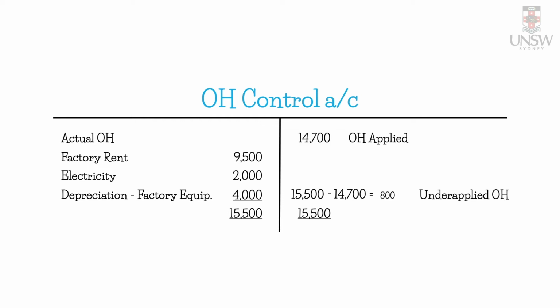The difference is $800, and that's going to appear in the credit side, because we need to top up essentially that account to balance out the debits to be equal to credits. So we put in $800 under applied in on the credit side, and that's the amount that we've calculated.